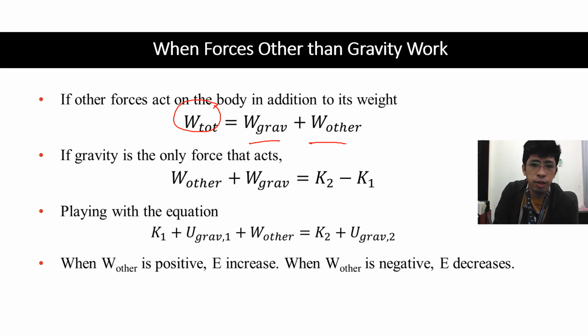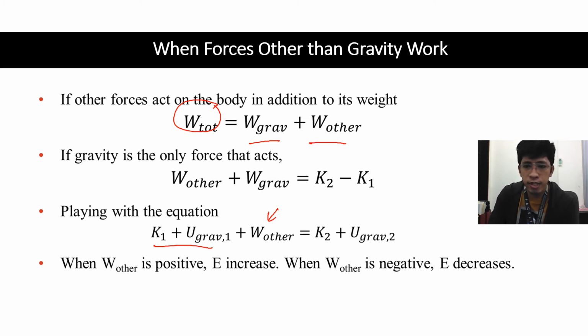Here, when your work other is positive, your energy increases. And when your work other is negative, your total mechanical energy decreases. So the effects of your work other are on your initial conditions, like, say for example, in your track.